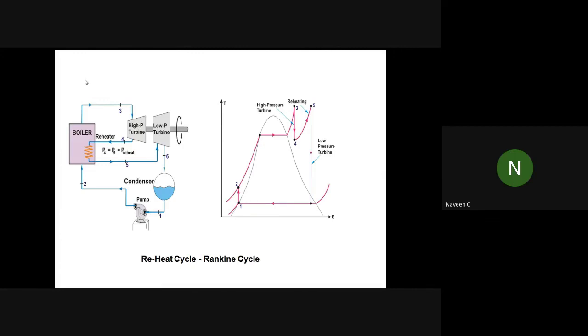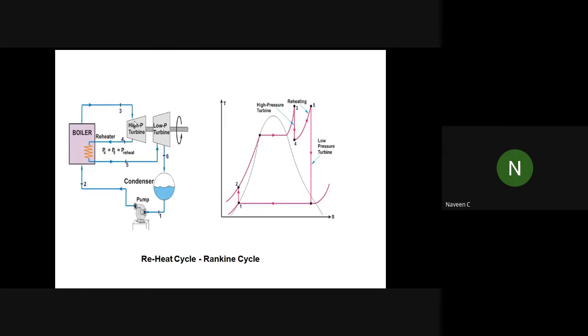Each turbine will have a number of blades here. The blade diameter and thickness will vary as the steam is getting expanded. If you employ a single turbine, there are more losses to handle. So that's why we are splitting into multiple turbines.